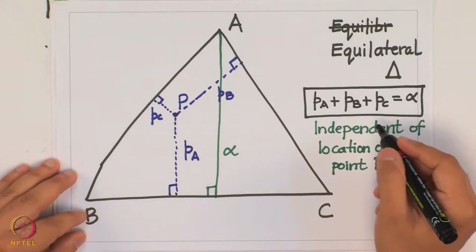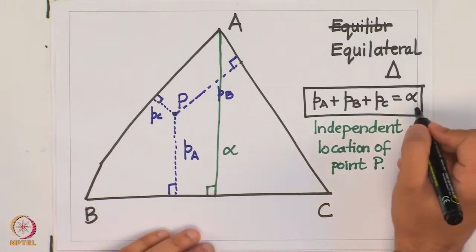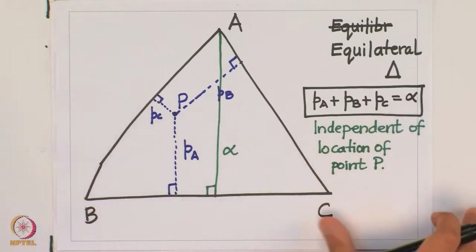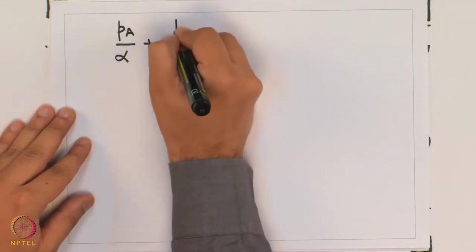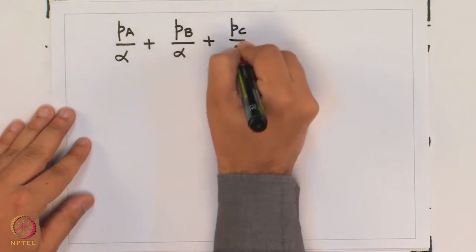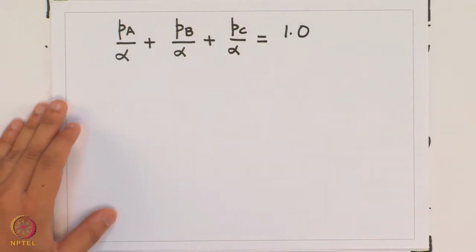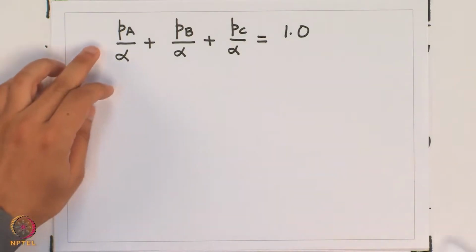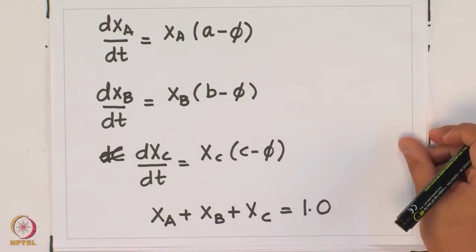This result is very useful because it directly relates with what we have been talking about so far, because what I am going to do is bring alpha over to the other side and write this as PA by alpha plus PB by alpha plus PC by alpha equals 1. Now you should begin to see some similarities between the result that we have here for our equilateral triangle and the result we have for our 3 species system, XA plus XB plus XC equals 1.